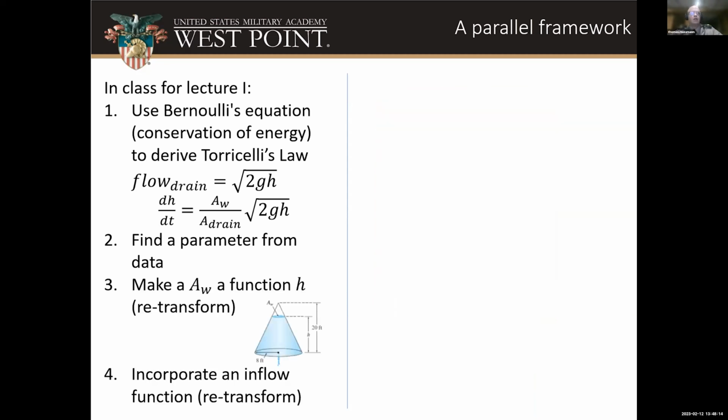And then we start talking about, well, what if we make the area of the water, or the diameter of the surface of the water, a function of the height? And then maybe we have some kind of inflow from a hose or something that adds something else to the function. Ultimately what we're trying to do is get them to start creating and making things in their models.